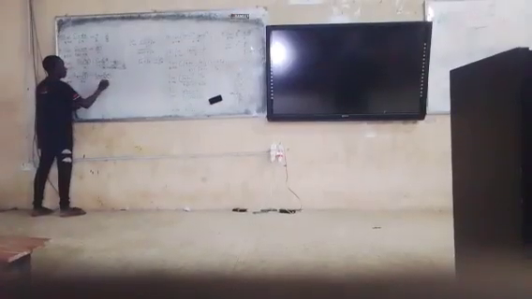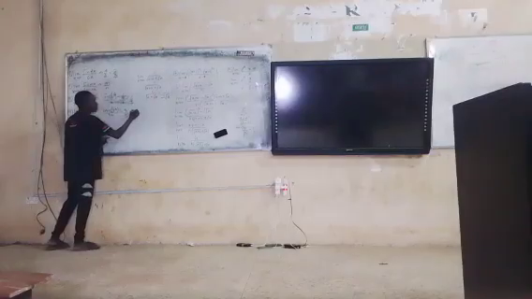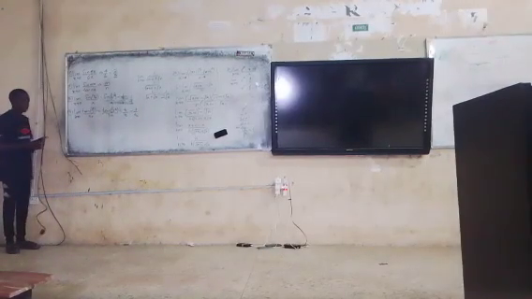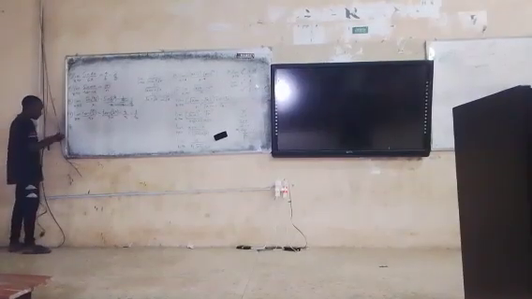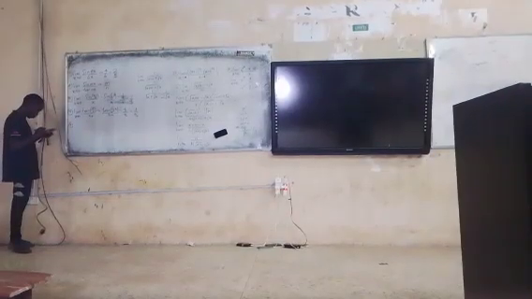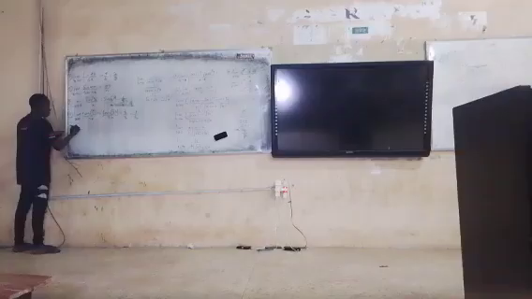Number 5. Okay, finally we have this one: limit as x tends to 0 of 1 minus cos x all over sine squared x.